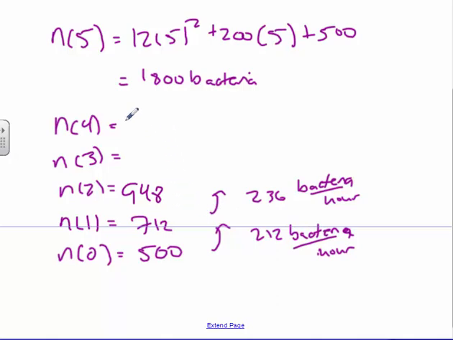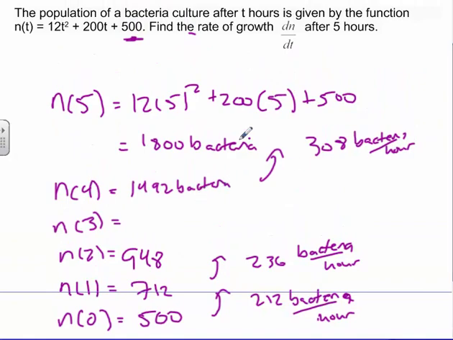So if we keep extrapolating that up to, say, N4, I'm going to throw in 4 now. In hour 4, you'd have had 1,492 bacteria. Well, in hour 5, you had 1,800, which means that you are actually going up by 308 bacteria per hour. So hopefully you can see that from hour 4 to hour 5, you were increasing by 308 bacteria per hour, but that's actually still doing things in large block increments.